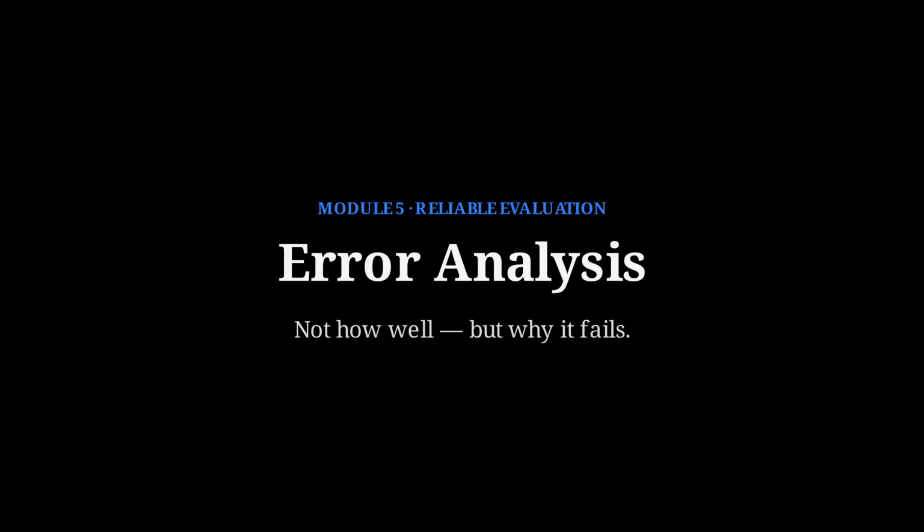A score tells you how well your model does. It doesn't tell you why it fails, or what to do about it. For that, you stop staring at the number and start looking at the mistakes themselves. This is error analysis, and it's where the biggest improvements usually come from.